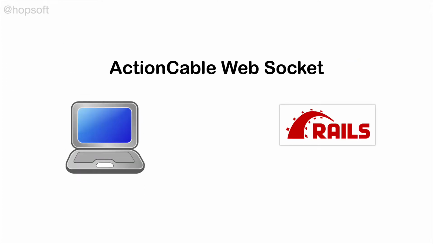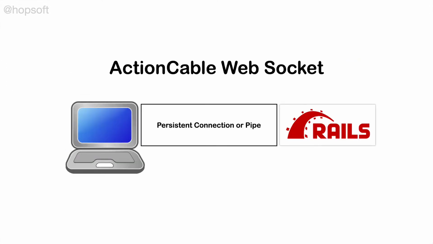An Action Cable WebSocket is a persistent connection between the Rails web server and the web browser. All of your users will have one of these persistent connections. Think of it as a pipe that messages can be passed to and from both the server and the client back and forth. These messages can be initiated from either side.